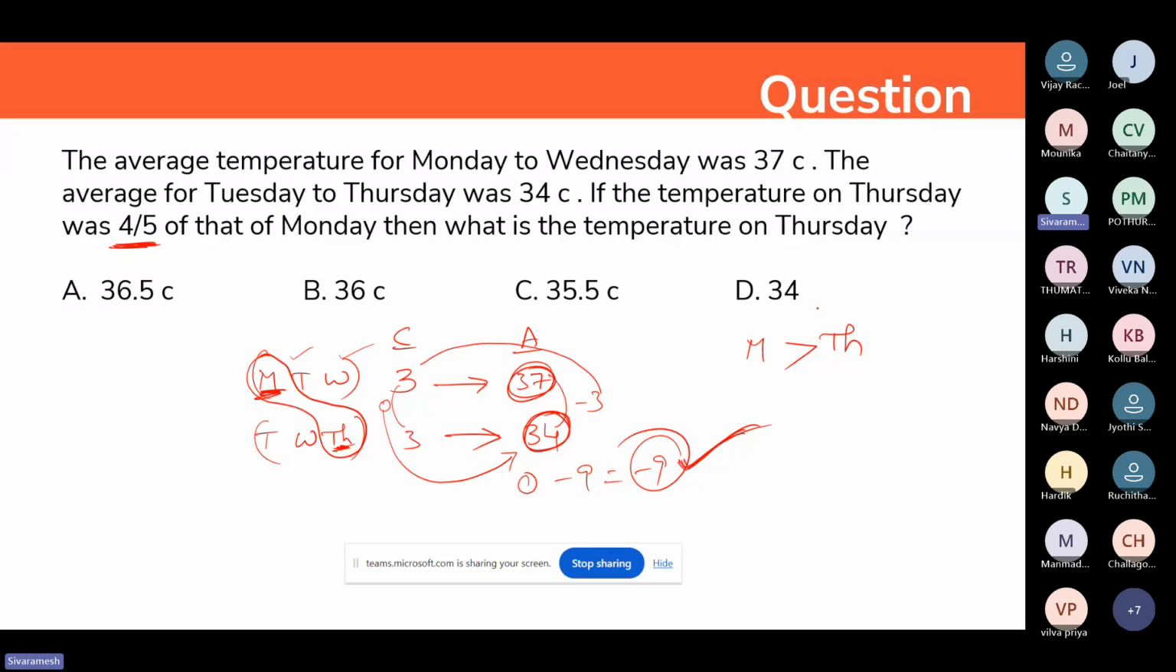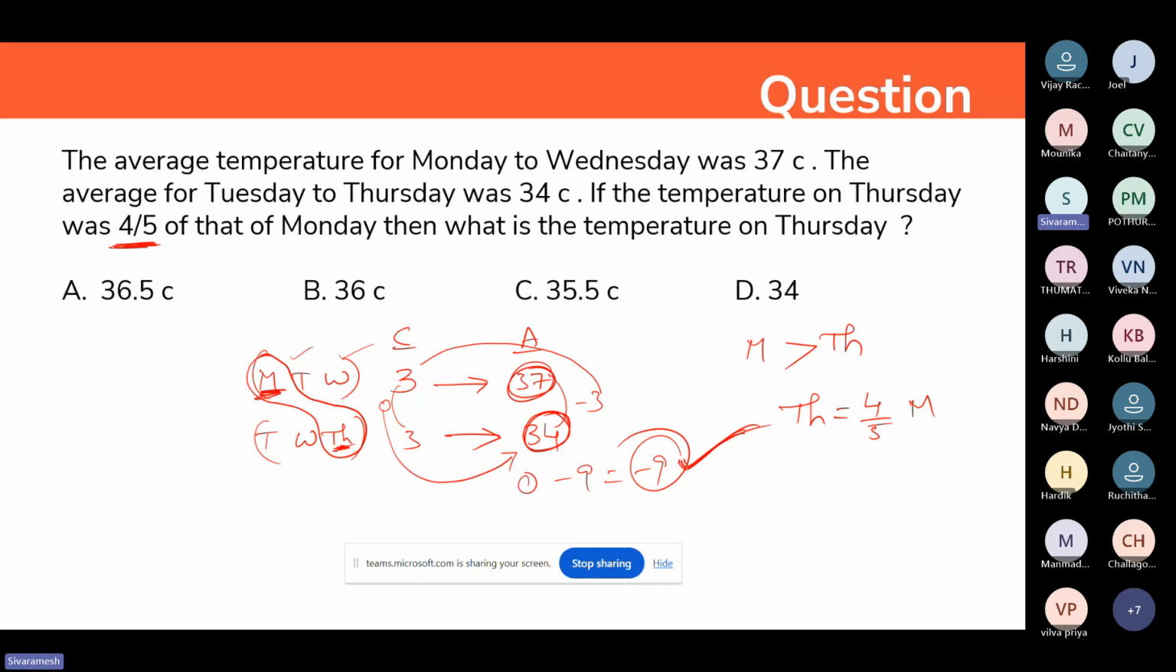Okay, Thursday temperature. Here they have given one more condition, that Thursday temperature is 4 by 5 times of Monday temperature. If they would have given directly, let's say Monday temperature is 50, you can surely say the Thursday temperature in a fraction of seconds, because Thursday temperature is less than Monday by 9 degrees. So I can say that if Monday temperature is 50, Thursday temperature will be 41.